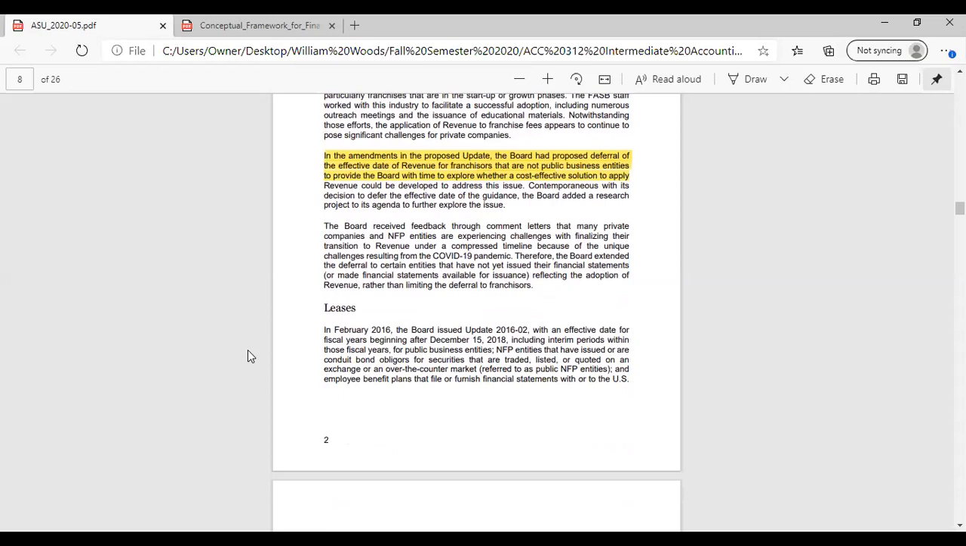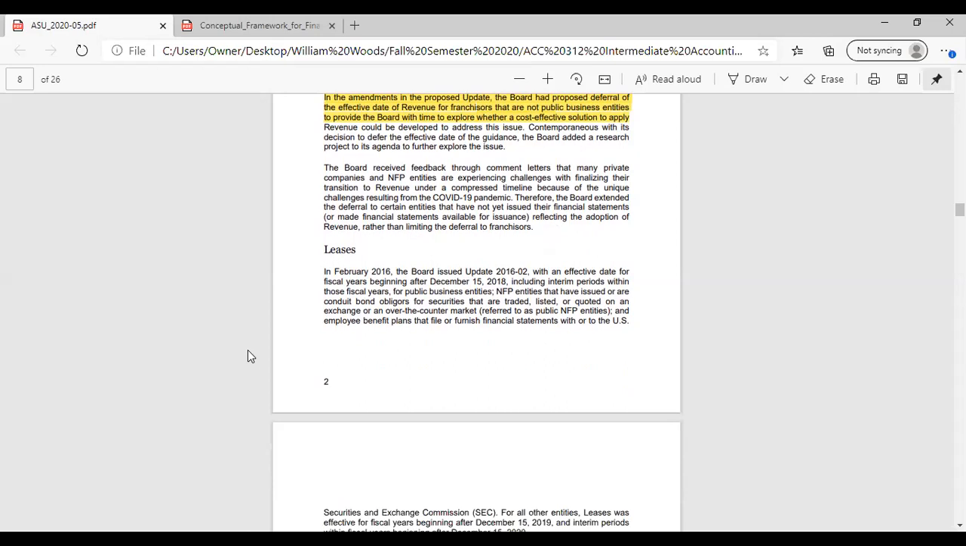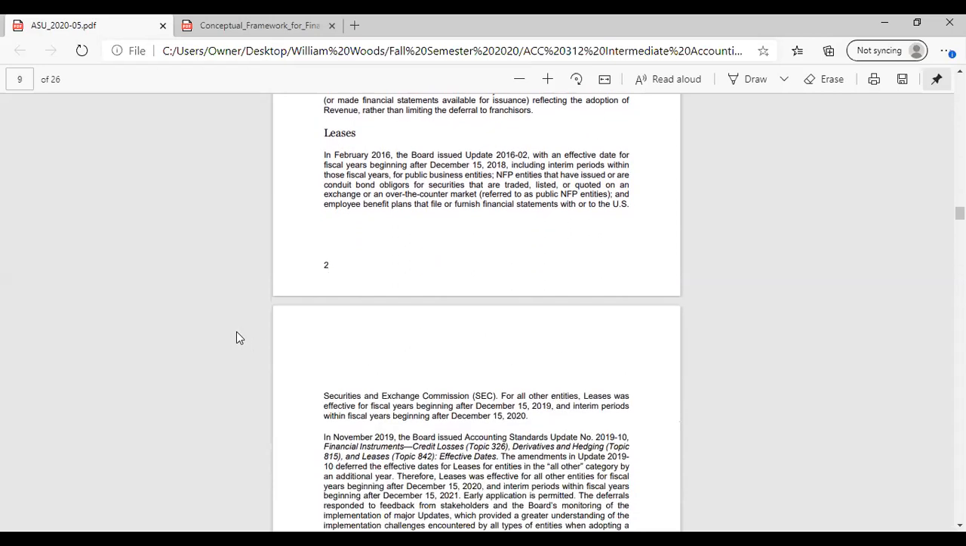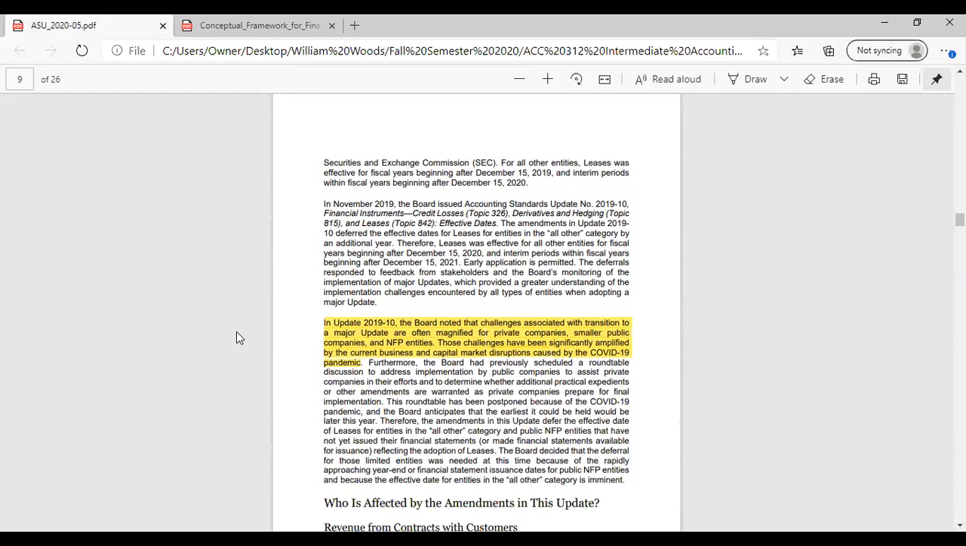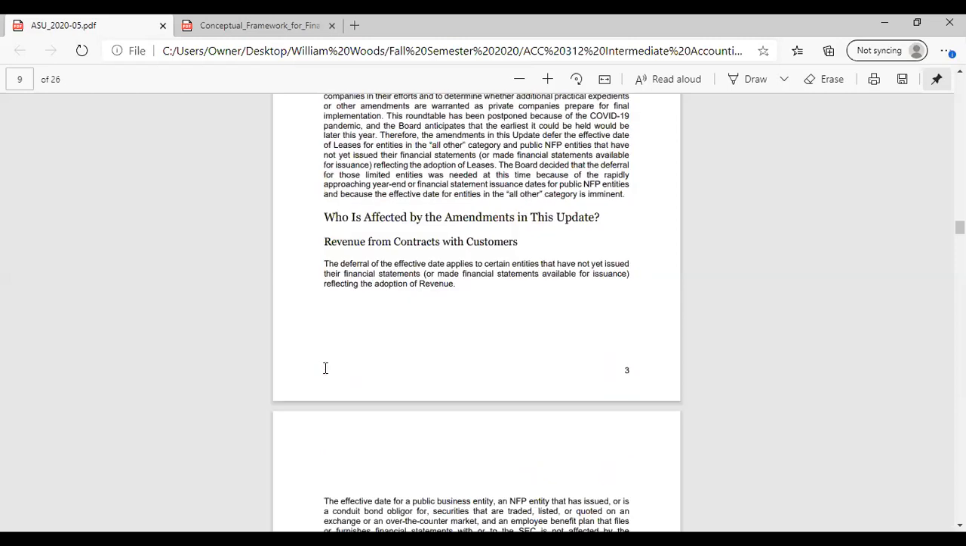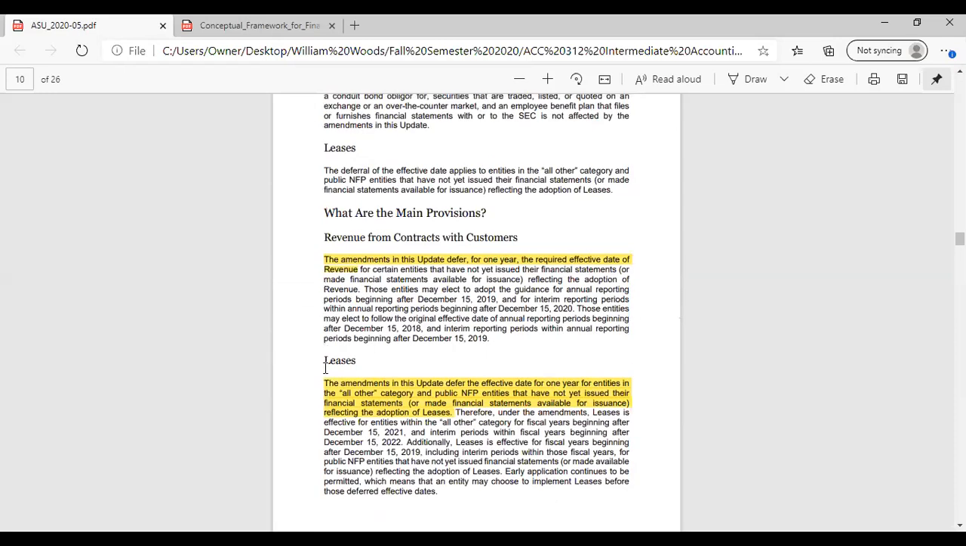Same thing with leases. Some of these private companies or not-for-profit entities, NFP, it's more difficult to implement these updates or these changes. So, just like it shows here, the board noted that challenges associated with transition to a major update are often magnified for private companies, for smaller public companies, and for NFP entities. Again, NFP, not-for-profit entities. So, again, because of COVID-19, they have decided, and that's where we go back here.